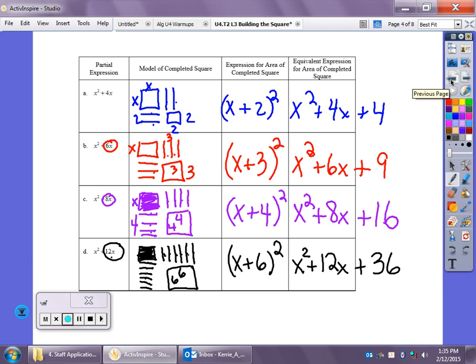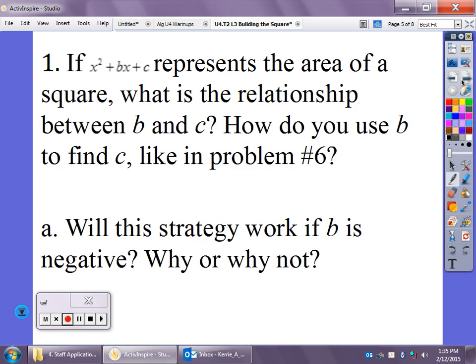Here is my hint. I took the 6, for example, in problem B, and I evenly distributed it on 2 sides. So how did I come up with that number, and how does that help me come up with the last number? Take a moment and think it through. Okay, so hopefully you saw that whatever b was, we divided it by 2, and then we squared that number. Okay, let's see if that trick works.